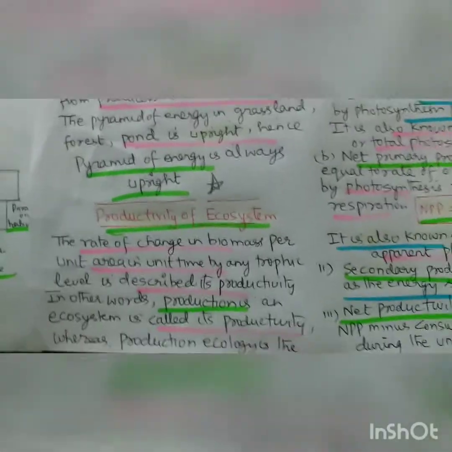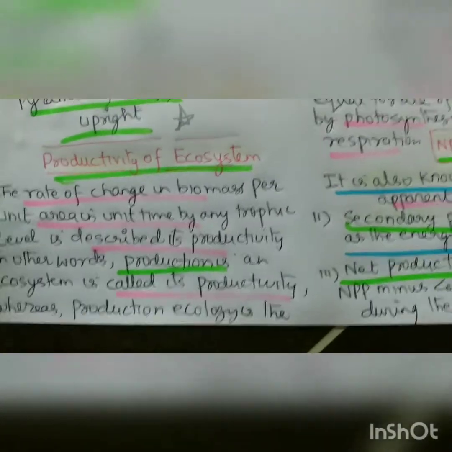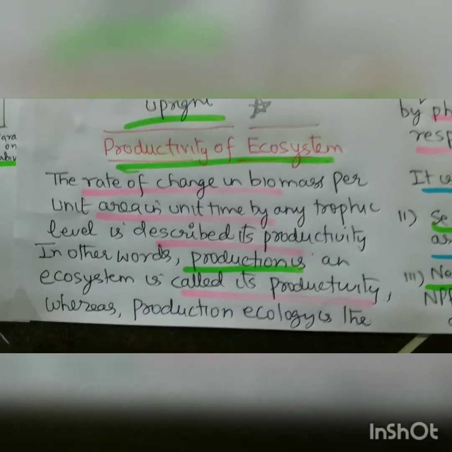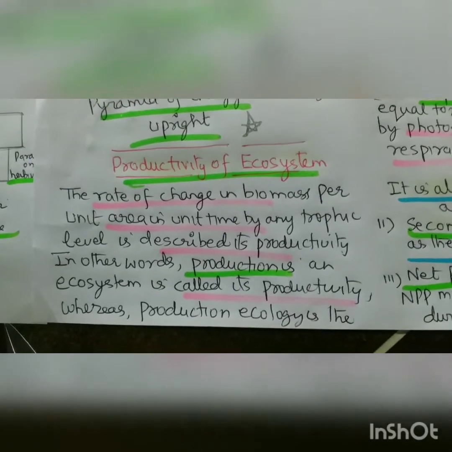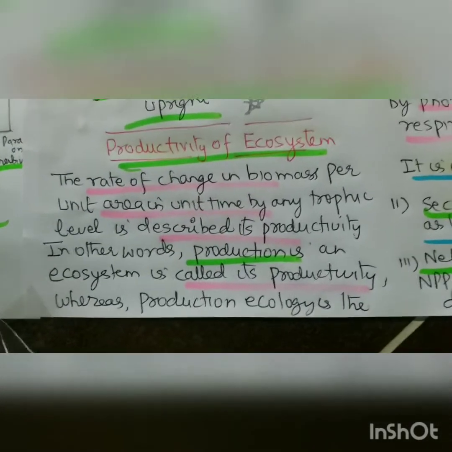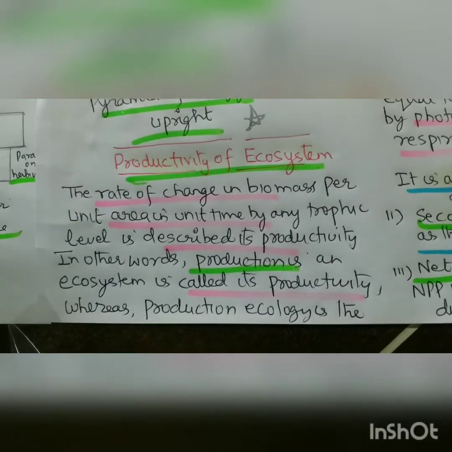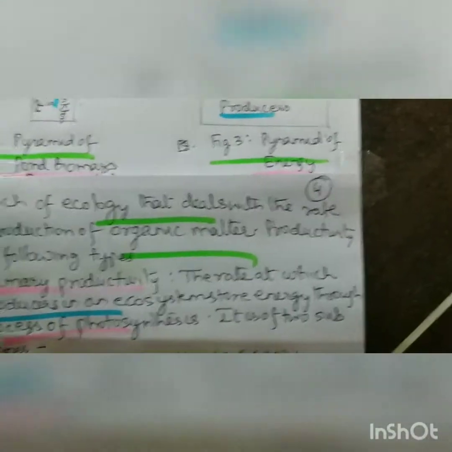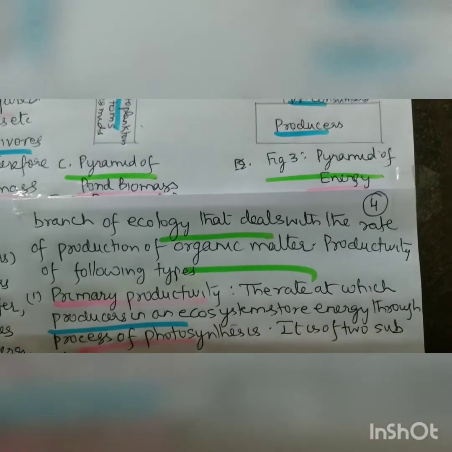Now I am coming to a very important topic from a competitive point of view: productivity of ecosystem. What is productivity? The rate of change in biomass per unit area in unit time by any trophic level is described as productivity. In other words, production in an ecosystem is called productivity, whereas production ecology is the branch of ecology that deals with the rate of production of organic matter.